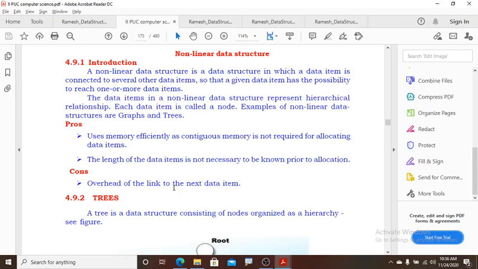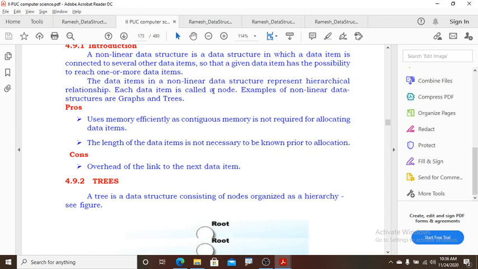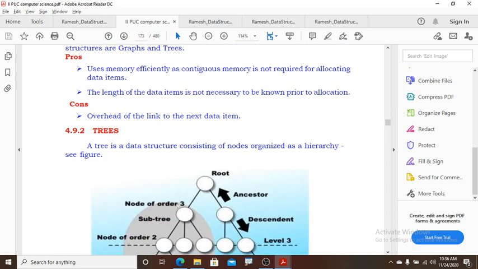Hello everyone. In this session, we will discuss nonlinear data structures. Nonlinear data structures are data structures in which a data item is connected to several other data items. See, this is a nonlinear data structure example. This is the data structure. It is connected to several other data structures.